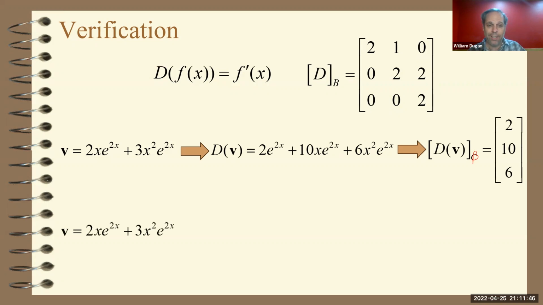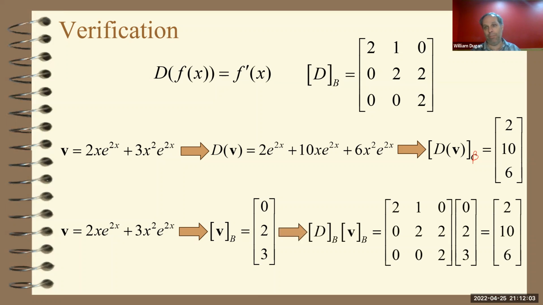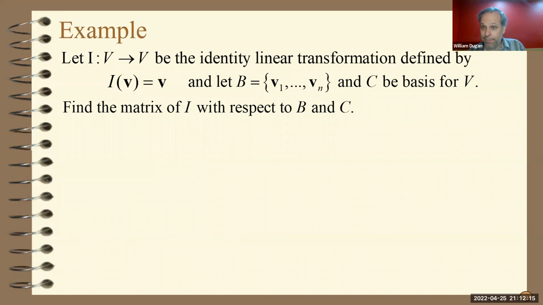I'll do it again. So then I start with the vector. This time I'll find its coordinates relative to B. There it is. And then I'll just multiply this coordinate vector on the left by the matrix of the transformation D relative to B. And when I do so, notice you get the same thing. So you can get the representation of the image relative to B 2 different ways, whatever's convenient for you at the time. Great.